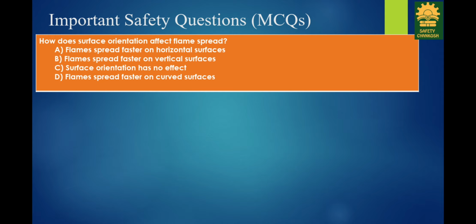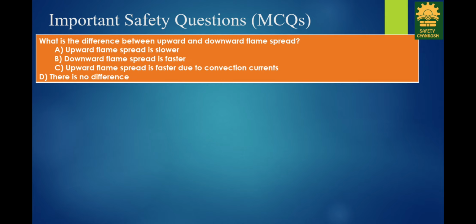See, surface orientation will definitely affect the flame spread. The correct answer is B. Flame spreads faster on a vertical surface. On vertical surfaces, flame will travel from below to above and it will be faster as compared to horizontal surfaces or curved surfaces. Let's move on to the next question.